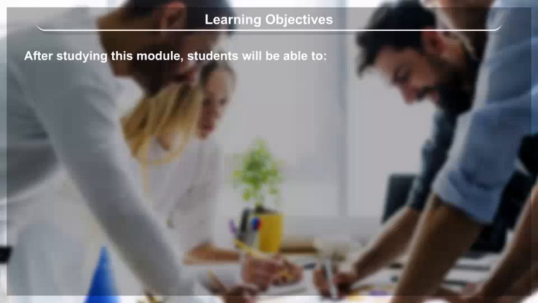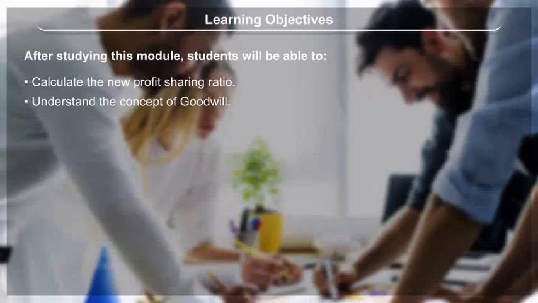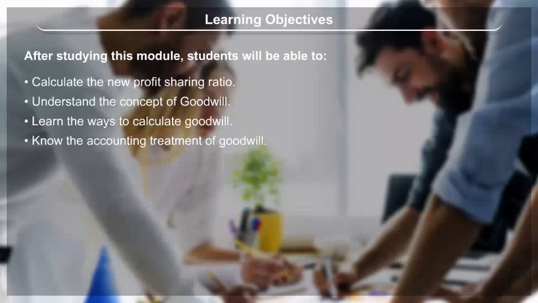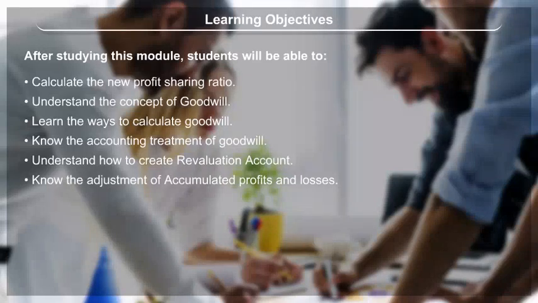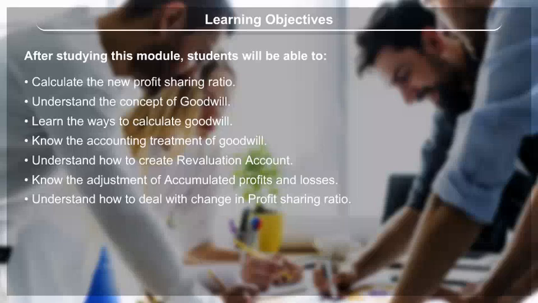Learning objectives. After studying this module, students will be able to calculate the new profit-sharing ratio, understand the concept of goodwill, learn the ways to calculate goodwill, know the accounting treatment of goodwill, understand how to create revaluation account, know the adjustment of accumulated profits and losses, understand how to deal with change in profit-sharing ratio.